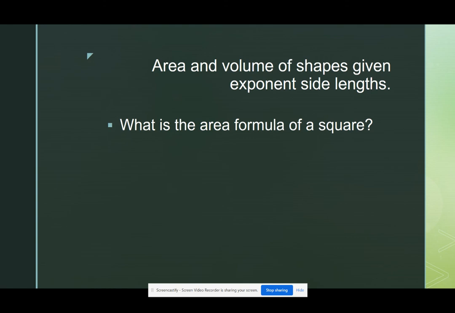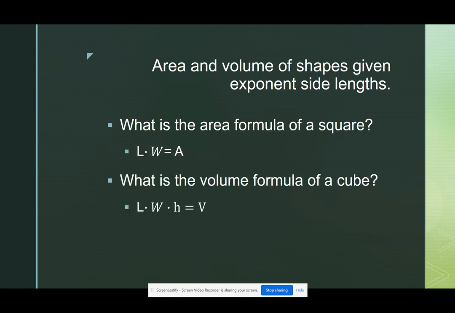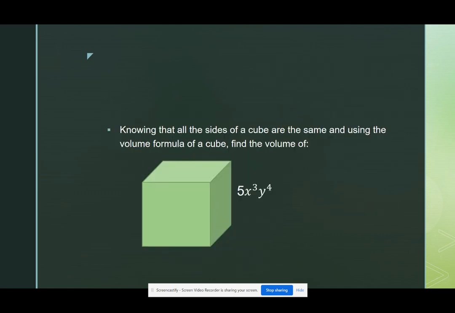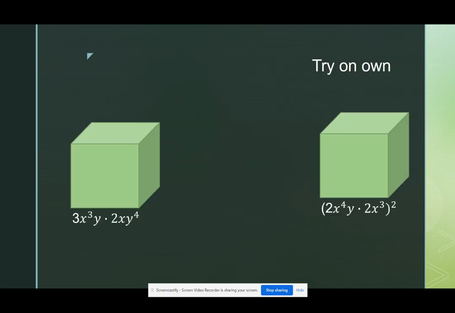So we went over what the area formula of a square is, which is length times width, and the volume formula of a cube is length times width times height. So we did that problem. Let's look at some here. If I'm doing a cube, you guys told me that means I'm multiplying whatever the side length is by itself 3 times, or I'm raising it to the third power.